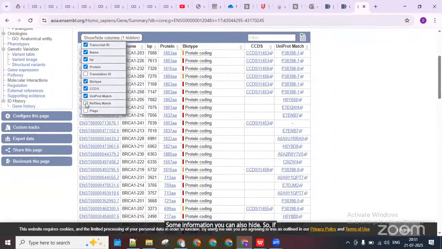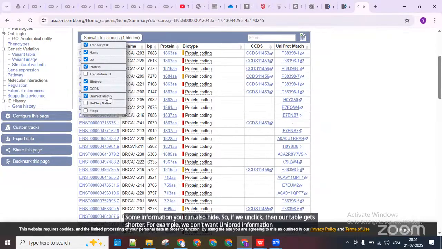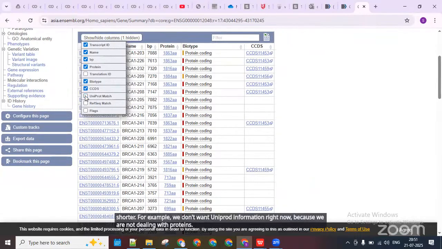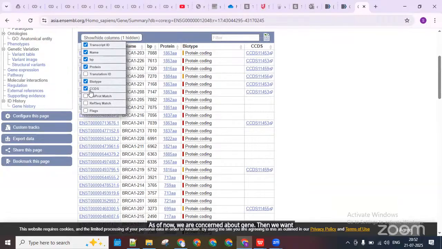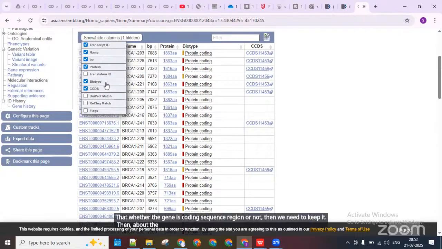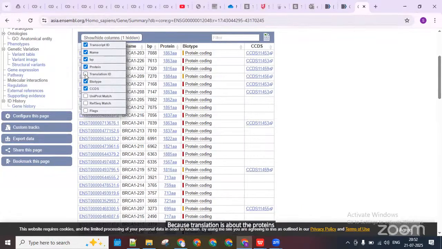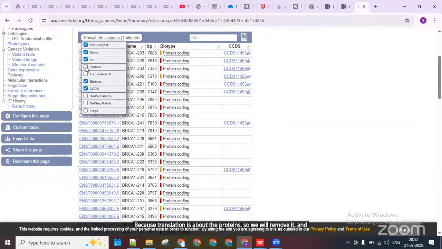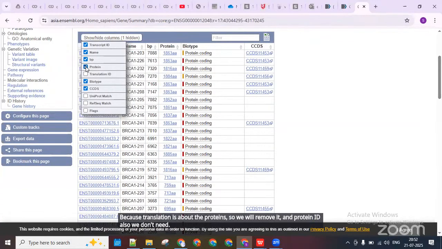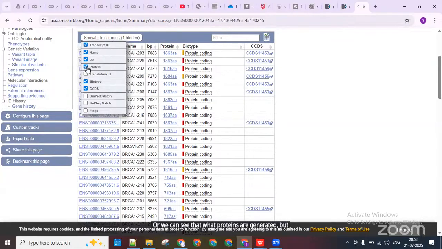So if we unclick, then our table gets shorter. For example, we don't want UniProt information right now because we are not dealing with proteins. As of now, we are concerned about the gene. Then we want to know whether the gene is a coding sequence region or not, so we need to keep it. Then the biotype, whether it is a protein coding gene or not, we need to have it. What is the translation ID? We will not be interested in the translation ID right now because translation is about proteins, so we will remove it. And the protein ID also we don't need, or we can see what proteins are generated, but that is not our concern right now.